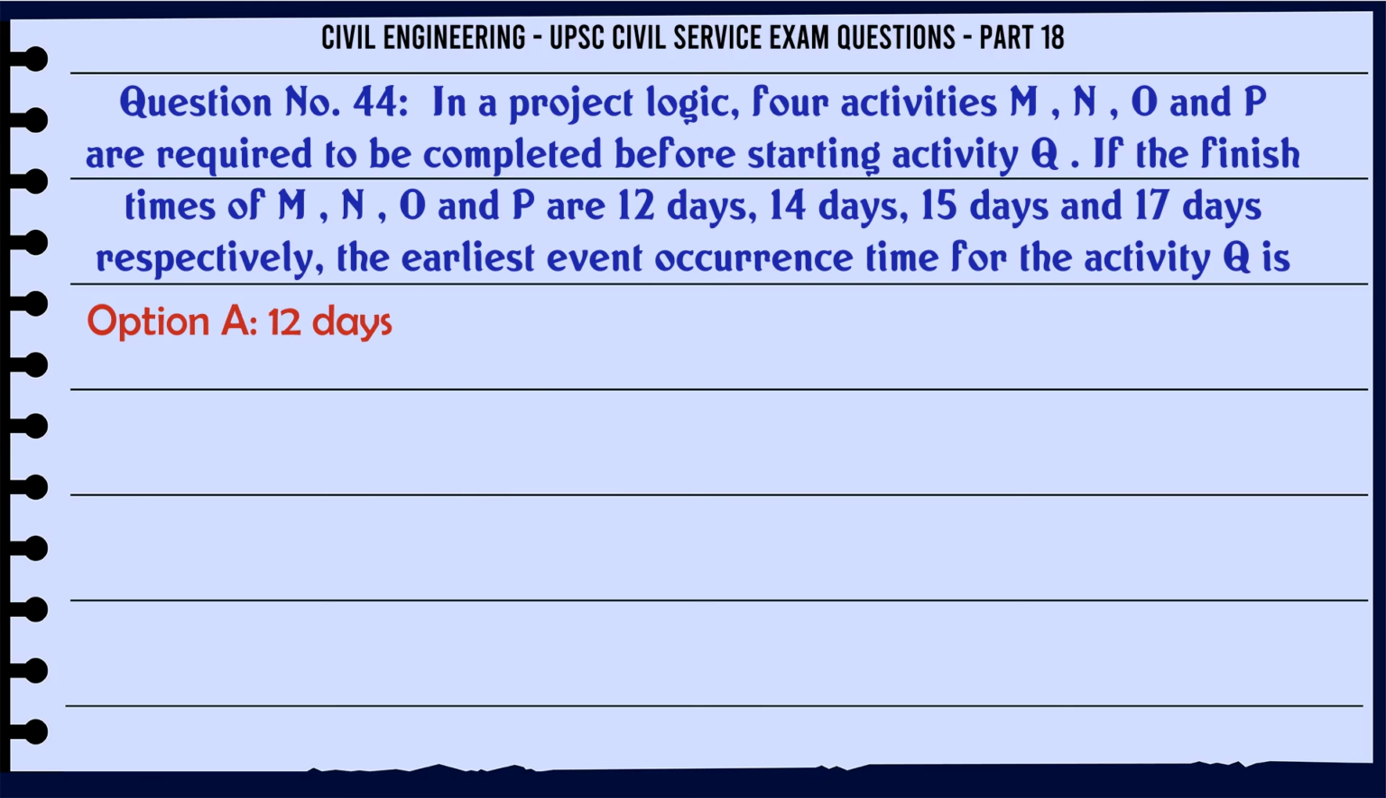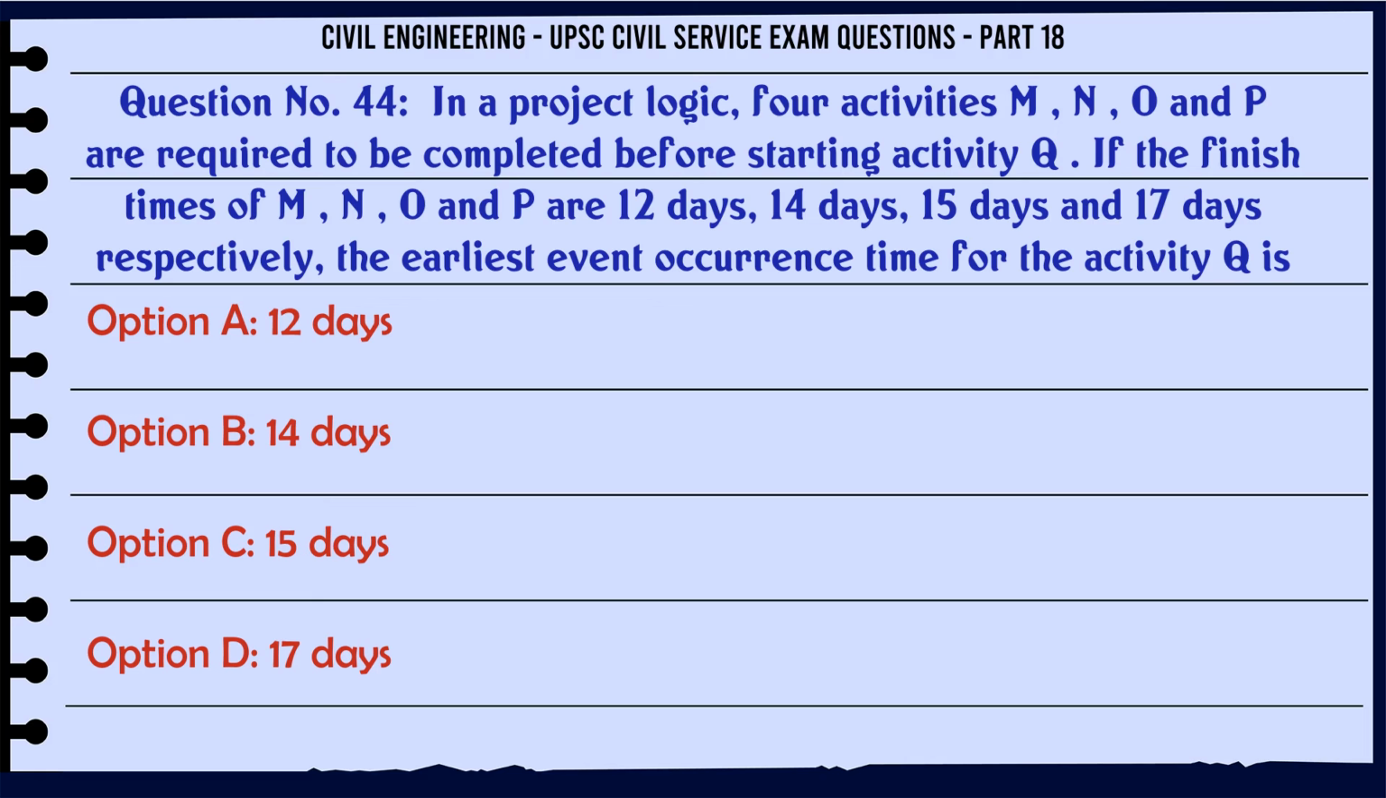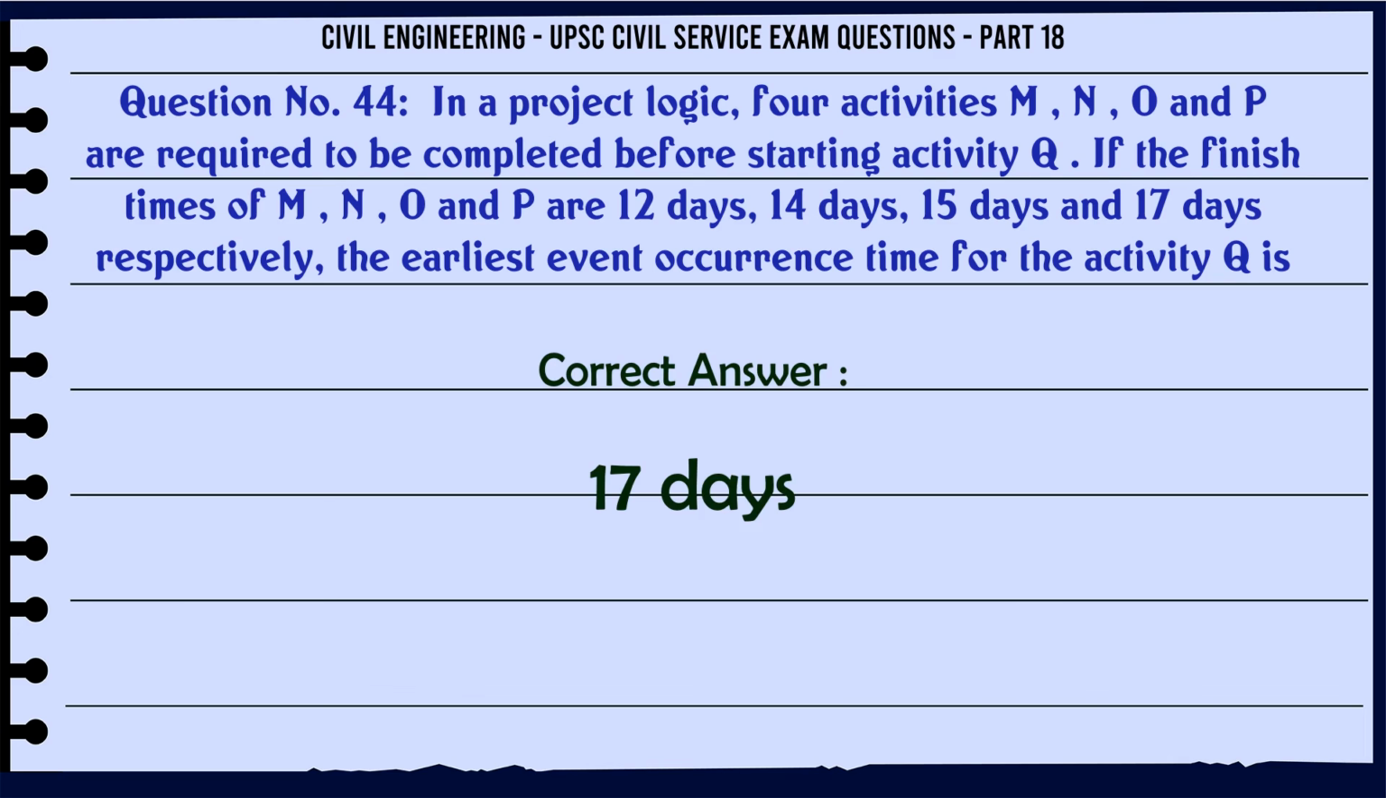In a project logic, 4 activities M, N, O and P are required to be completed before starting activity Q. If the finish times of M, N, O and P are 12 days, 14 days, 15 days, and 17 days respectively, the earliest event occurrence time for the activity Q is A, 12 days; B, 14 days; C, 15 days; D, 17 days. The correct answer is 17 days.